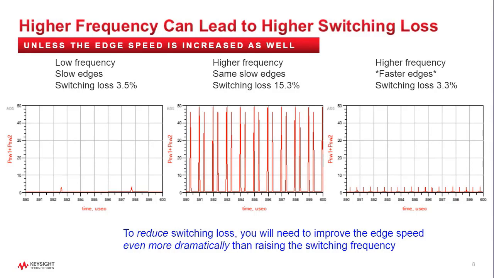So on the left here is the low-frequency switcher with relatively low slew rate edges. And we've got a calculated switch loss of a little over 3%. In the middle plot, we've gone to a higher switching frequency using the same slow edges, and the switching loss is over 15%. The issue here is, in order to reduce the loss and be efficient, it's not good enough to just raise the switching frequency. We've also got to pay attention to the edge rates.